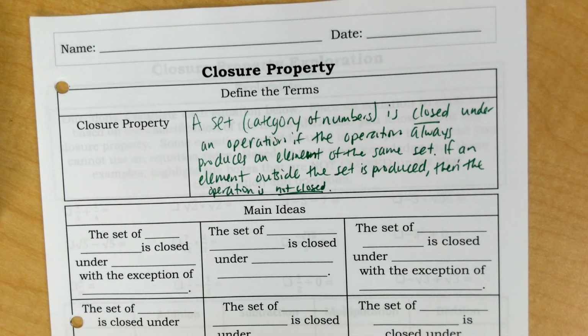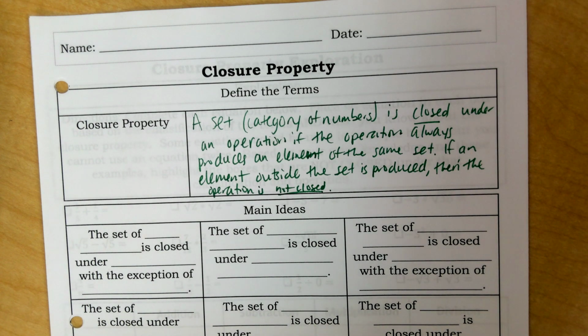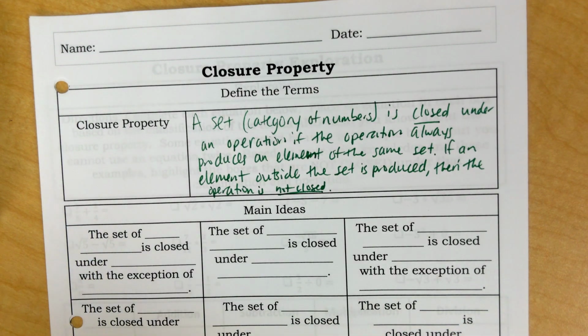Let's say that we're talking about even numbers. If we want to know if even numbers are closed under multiplication, what I'm trying to say is, if I take any two even numbers and multiply them together, will it always produce an even number? If so, then even numbers are closed under multiplication, meaning that anytime I multiply two even numbers, I'm going to get an even number.